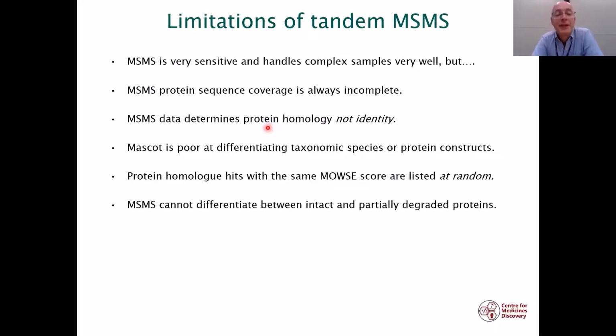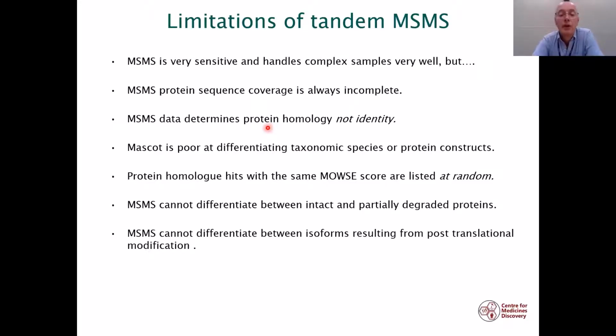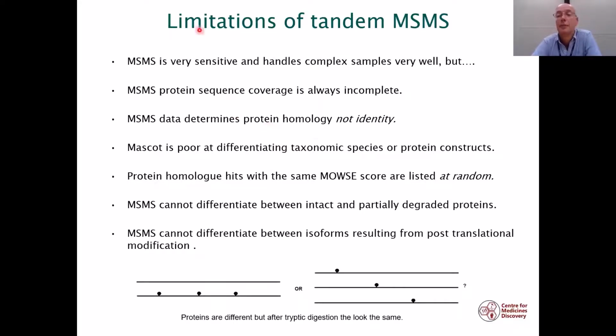Another thing about MS/MS is it cannot differentiate between intact and partially degraded proteins. Nor can it differentiate between isoforms resulting from post-translational modification. Just to illustrate that, these isoforms of this protein are different. However, when you digest them with trypsin, they will look exactly the same. This isoform here is not the same as this isoform here, but by MS/MS, you will not be able to tell.